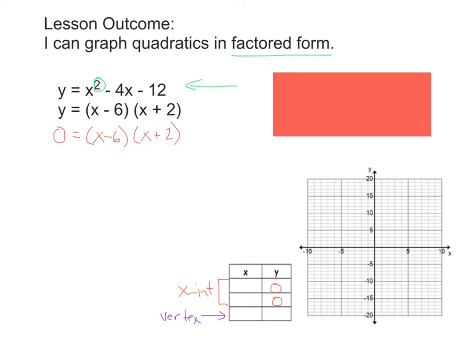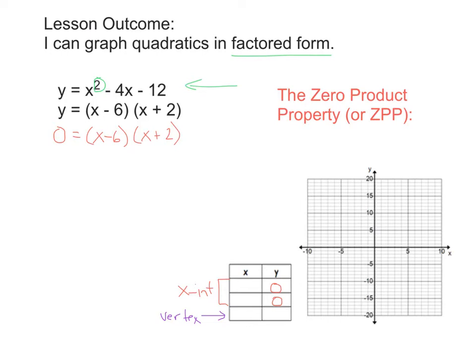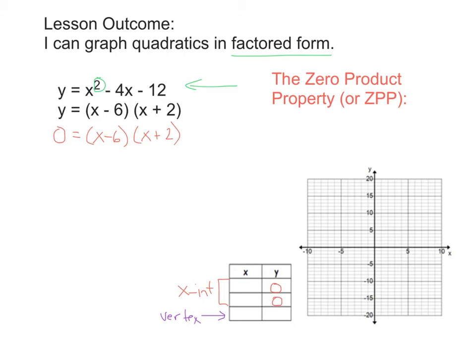Well, what we need to use here is something called the zero product property. Okay? And here is the zero product property. You're going to want to write that down. Okay? The zero product property means that when the product of two things is 0, then one of those two factors must be 0. So let me show you what I mean by that.